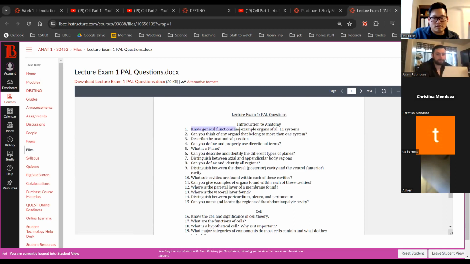But some of them can be quite extensive because I know it is just one line, but it says to know the general functions and examples of organs of all 11 organ systems. So this answer can be quite long. So make sure that you do it fully, and that should really help with making sure that you succeed in this class.